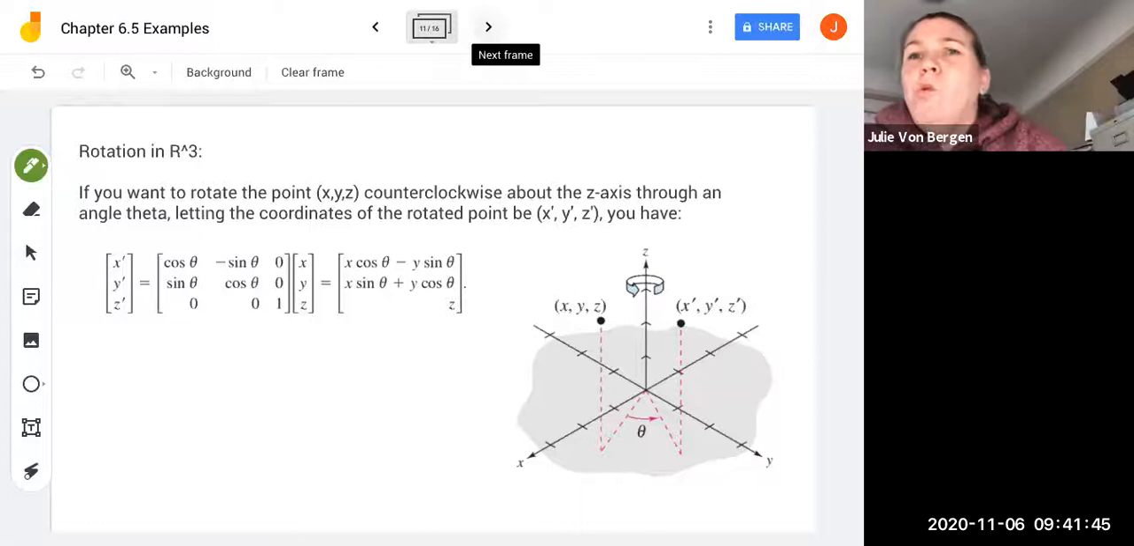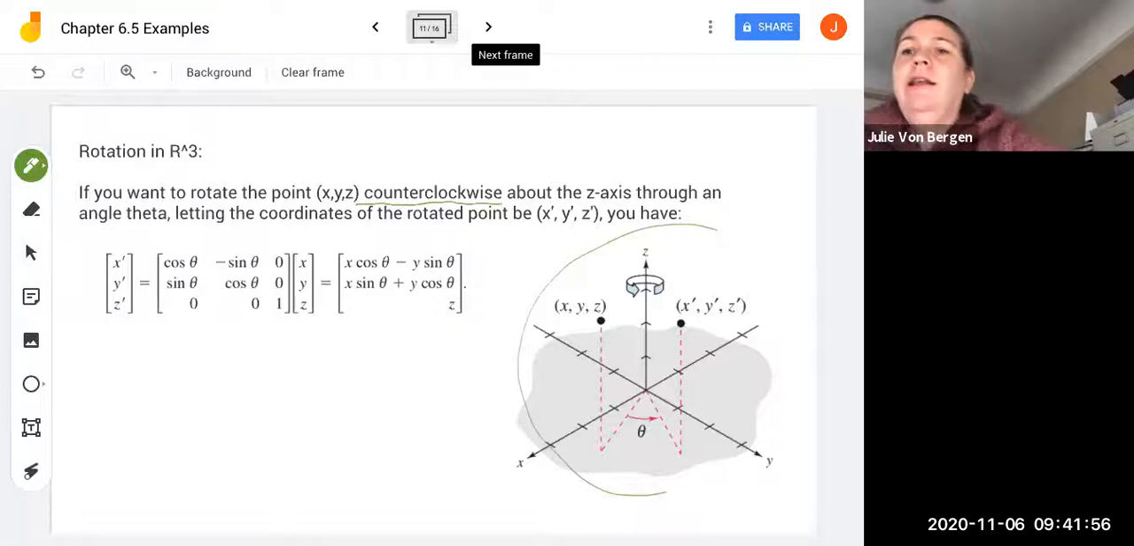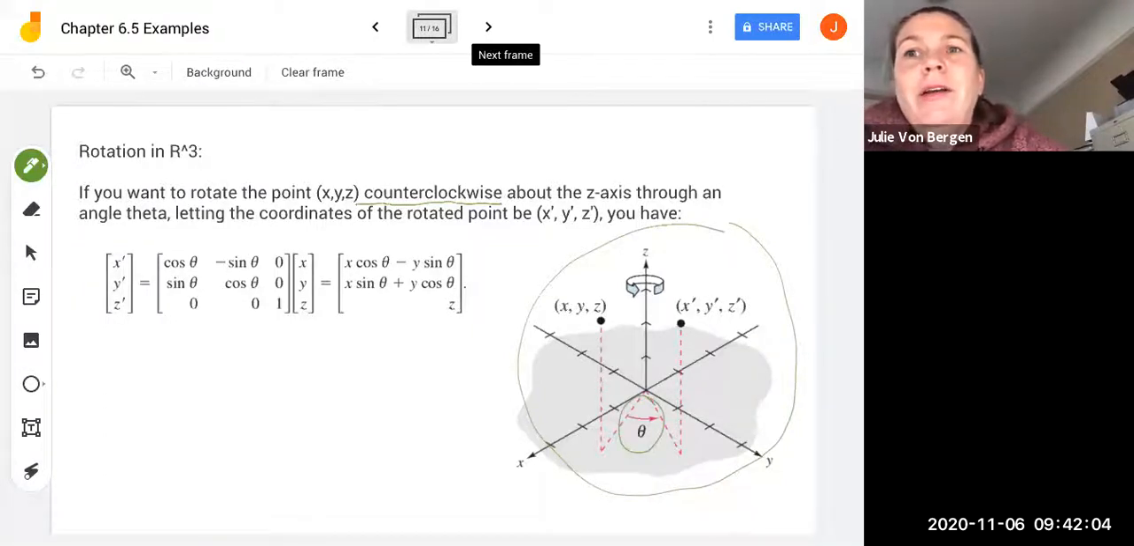So if you want to rotate the point XYZ counterclockwise, we always work counterclockwise here in math, about the z-axis, like we see over here in this image, through an angle that we'll say is theta. So here's angle theta down here. Then the coordinates related to the rotated point, we're going to call those x prime, y prime, and z prime. And here's our formula to get them.